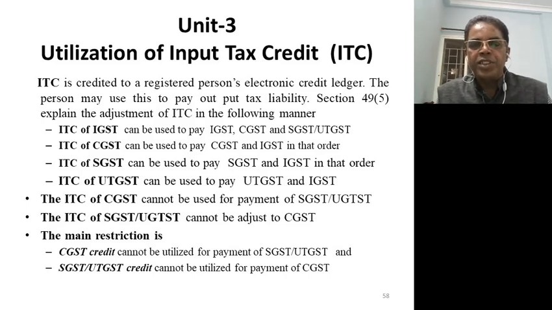Second, the ITC of CGST can be used to pay first CGST and then IGST, only these two. Then the ITC of SGST can be used to pay first SGST, then IGST. Then ITC of UTGST, first UTGST, next IGST can be adjusted. However, ITC of CGST cannot be used for payment of SGST or UTGST, and ITC of SGST and UTGST cannot be cross adjusted to CGST.